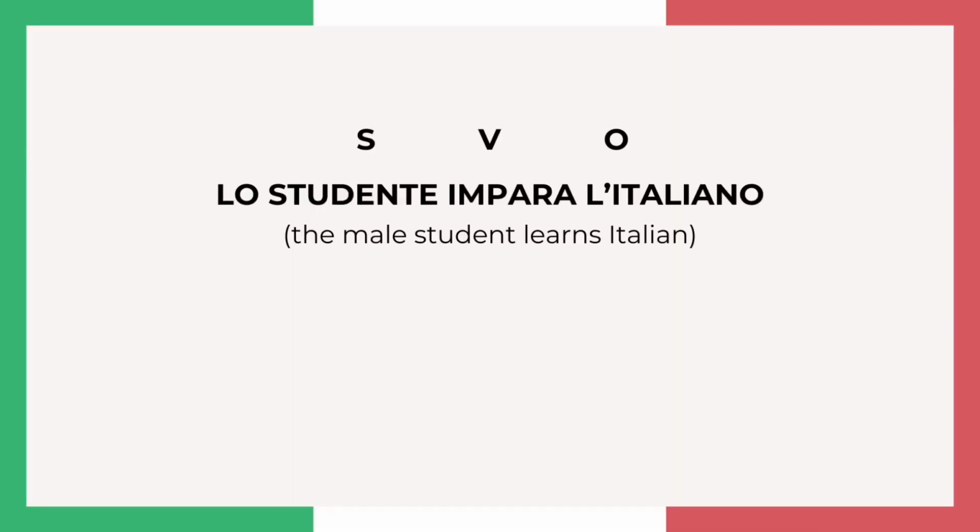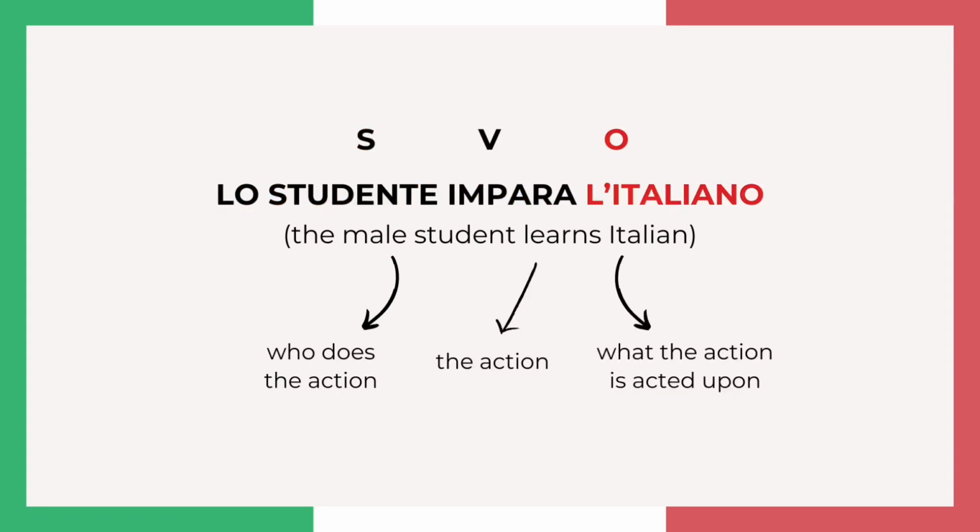Pretty easy, pretty straightforward, because it's just like in English. Just one last example before moving on. Lo studente impara l'italiano. The male student learns Italian. Look at the subject, the verb, and the object. Same exact position as before. But just like in English, we can replace the subject with subject pronouns such as I, you, he, she.